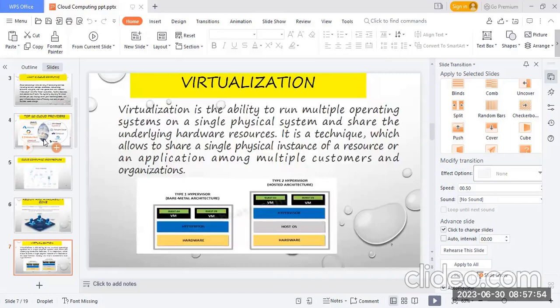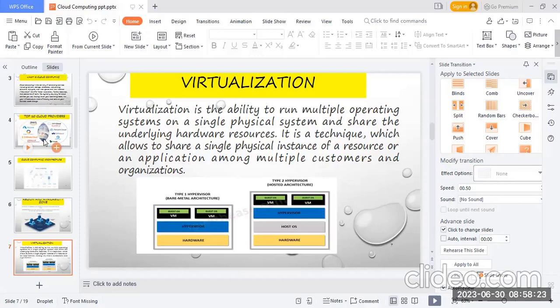Next is virtualization. Basically, virtualization is the ability to run multiple operating systems on a single physical system and share the underlying hardware resources. It allows you to share a single physical instance of a resource or an application among multiple customers and organizations. Suppose in one organization different employees want to use the same system, same hardware for their different applications. It is possible by using virtualization.